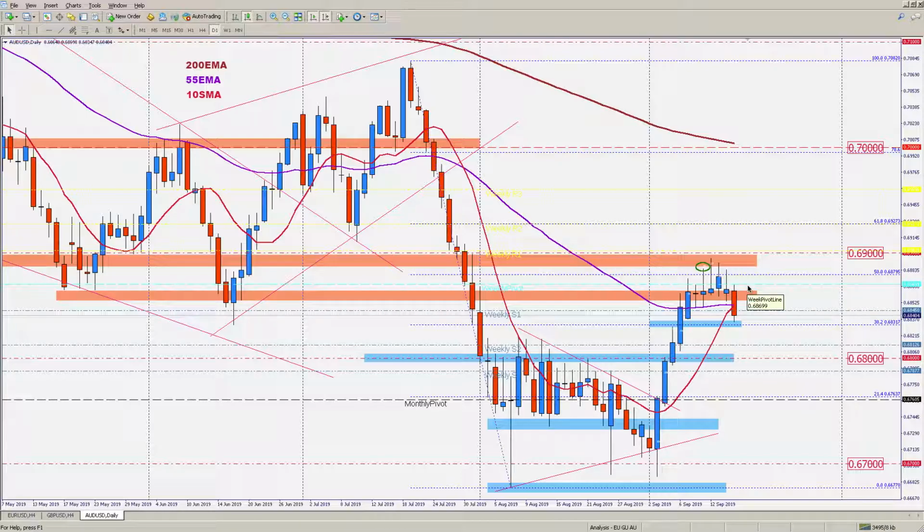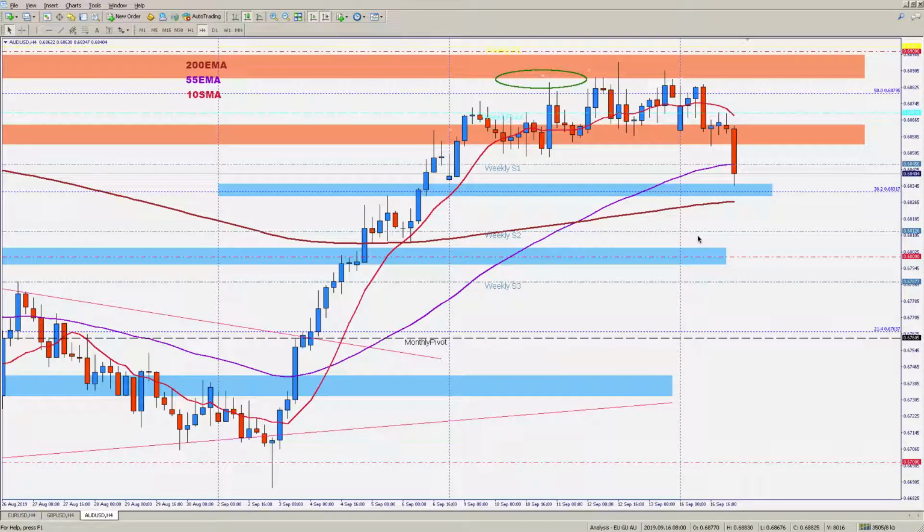and it's fallen from the weekly pivot at 0.6870. This is after the RBA released the minutes of the monetary policy meeting, and it's approaching the 200 period EMA. So this retracement is expected.